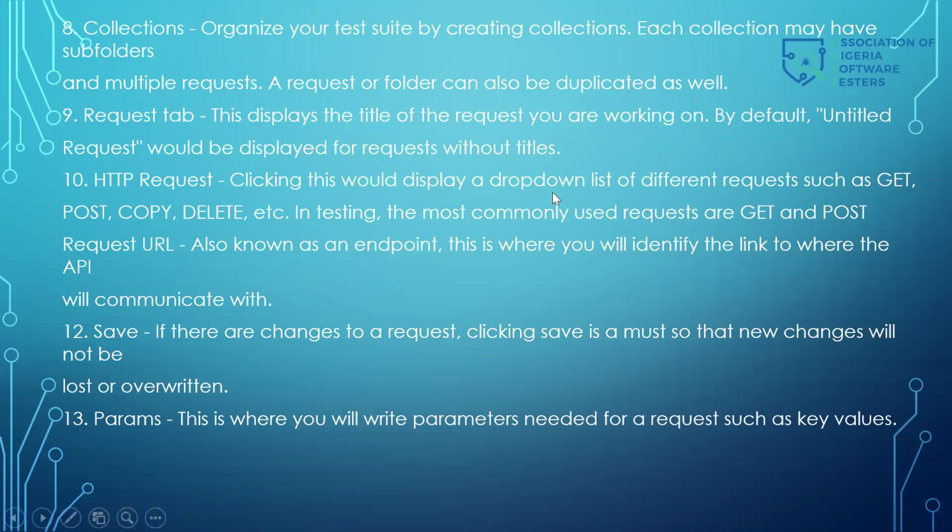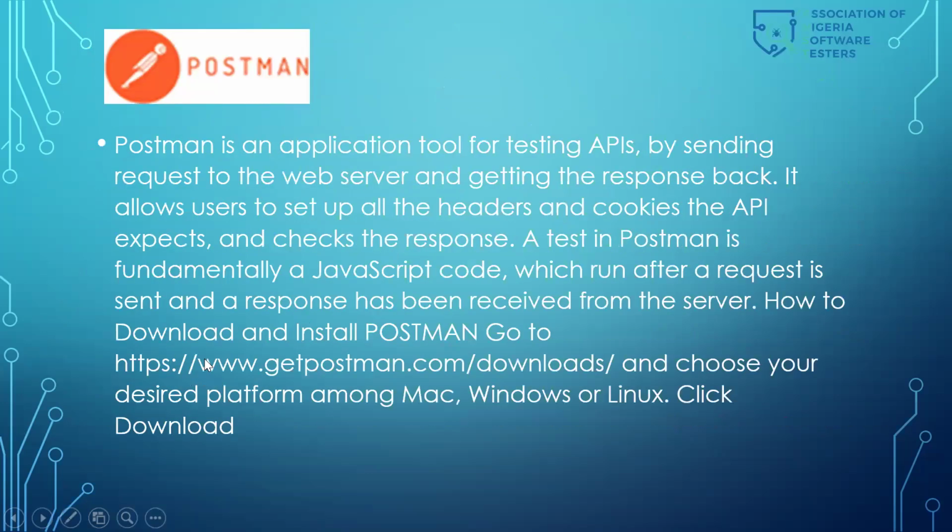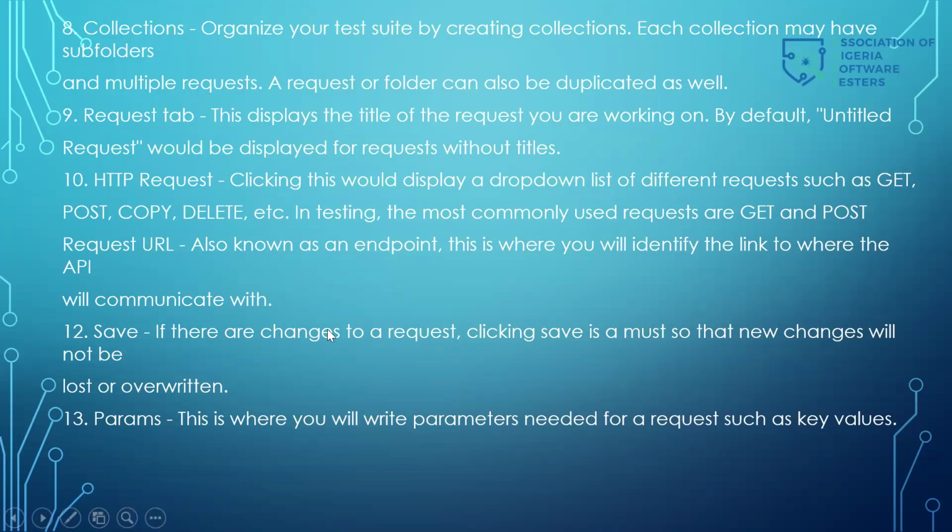So you have your HTTP request, which we have talked about. I know by now you understand what this one means. Then your request URL, we have talked about this. You know what this is. Save, I've told you, when you are done, you make changes to your request and click save so that you don't lose your request. Then params.